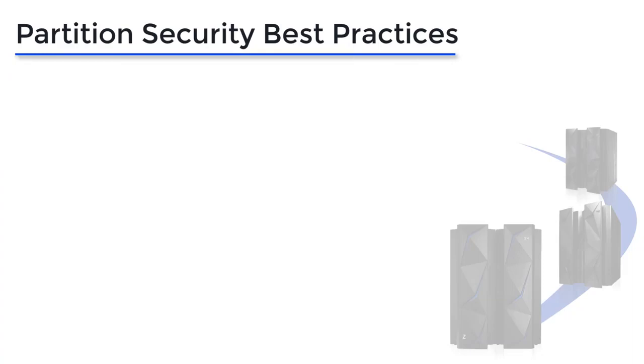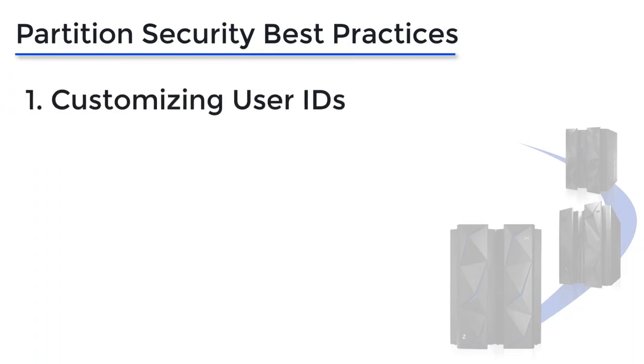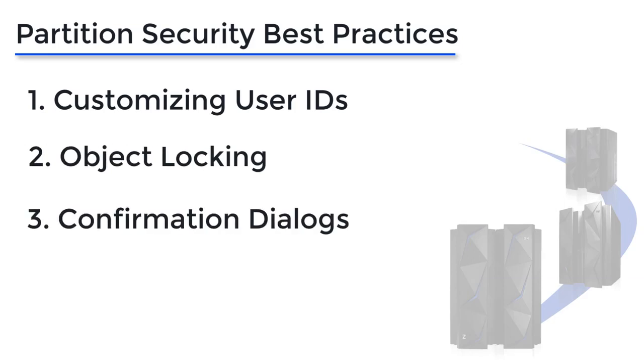The three key topics that we will focus on in the Partition Security Best Practices videos will be customizing user IDs, object locking, and confirmation dialogues. These practices will help prevent users from erroneously performing disruptive actions on systems and partitions. The topics described throughout these videos are not mutually exclusive to each other. The security administrator can use one, all, or a mix of these actions. However, for the best security, it is highly recommended to use as many as possible.